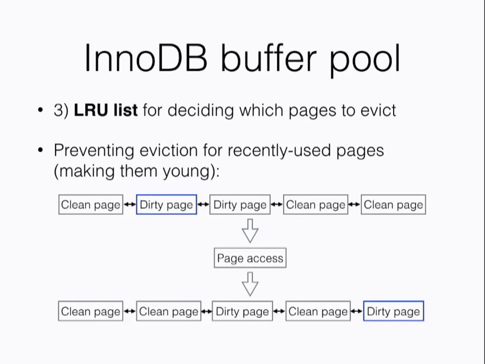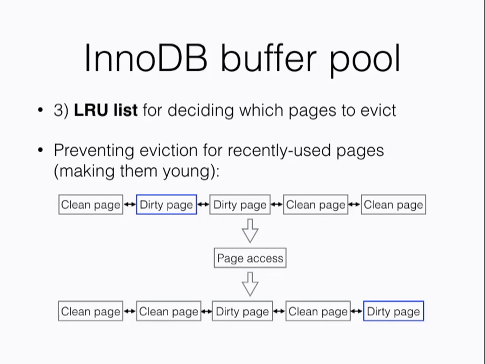The next list is the least recently used list. Its purpose is, when your data set exceeds the available memory size, to know which pages to sacrifice to make room for new pages. The sort of operations which get done on this are page accesses, which move accessed pages to the front of the list to prevent them from being evicted.